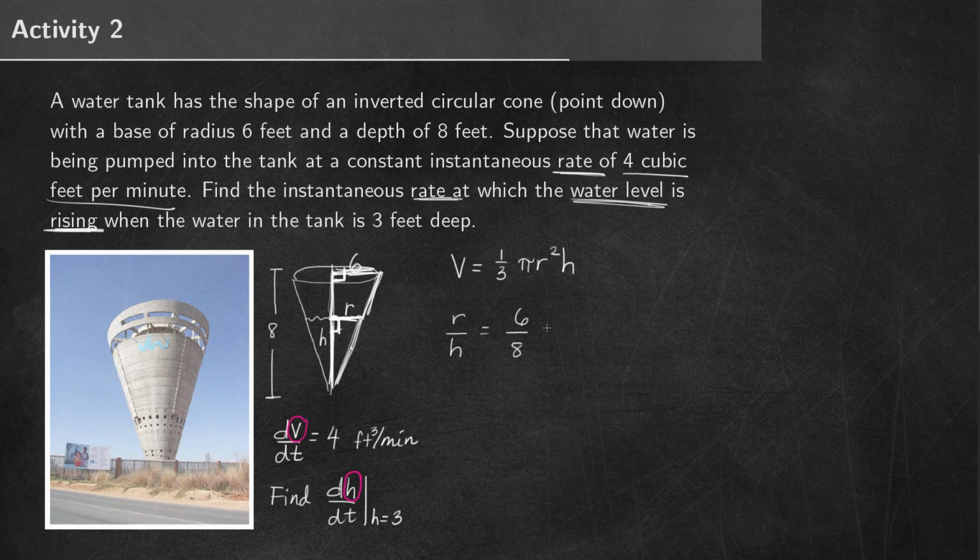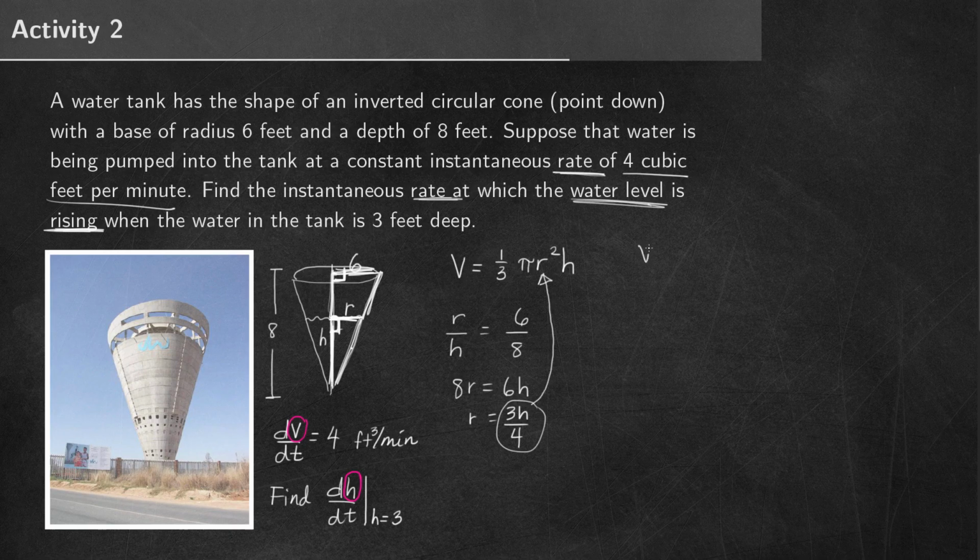So I'm going to multiply both sides of the equation by 8, and I'm going to multiply both sides of the equation by h. I get 8r equals 6h. I'm trying to solve for r, so now I divide both sides by 8. I get 6h over 8, which reduces to 3h over 4. r equals 3h over 4. That's awesome, because now I have something I can substitute in for r.